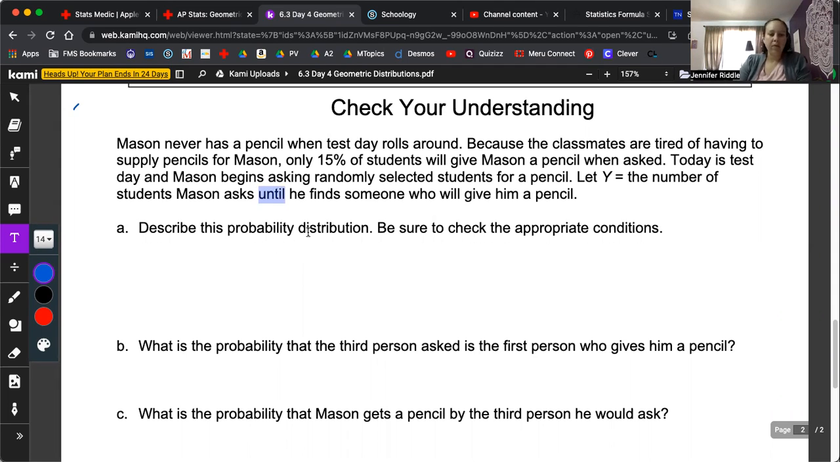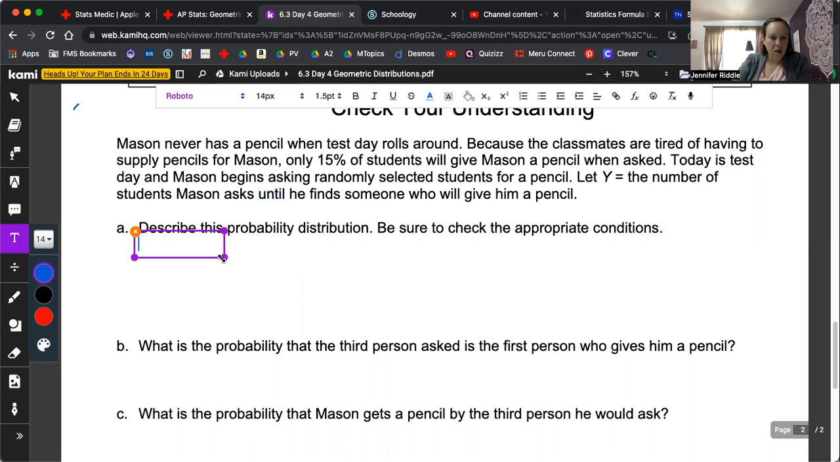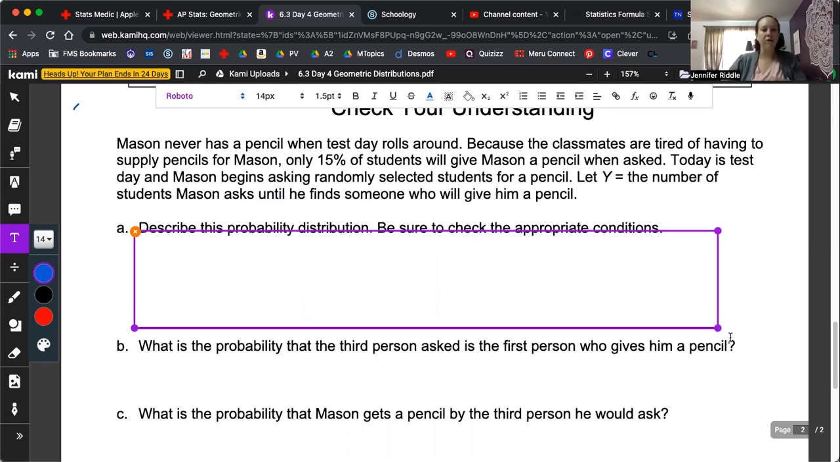We need to describe this probability distribution. Make sure to check the appropriate conditions. So we want to check, is this a geometric distribution? I'm going to use that acronym BIDS to do that. B still stands for binary. A success equals that Mason gets a pencil. A failure is that he doesn't get a pencil.